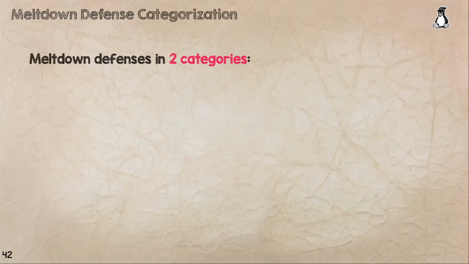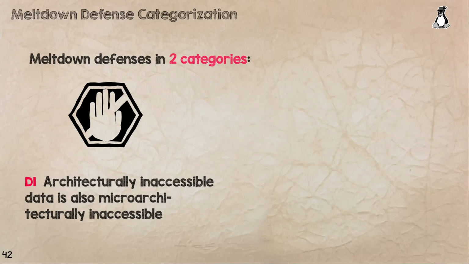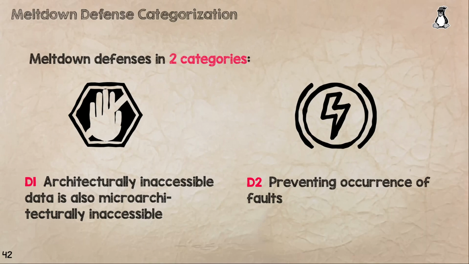And you also want to know about defenses. We looked at them and we came up with defenses that we can categorize in 2 categories. The first one is that maybe if the data is architecturally inaccessible, maybe it should also be microarchitecturally inaccessible. Or in the second category, we can simply prevent the occurrence of faults.